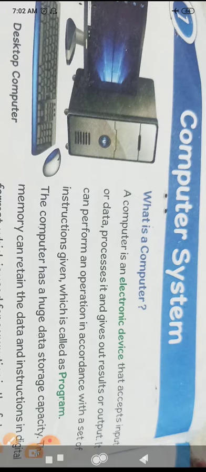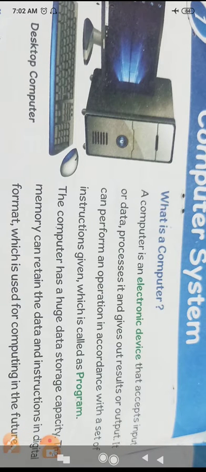Now here see, next thing, it can perform an operation in accordance with a set of instructions given, which is called a program. Whatever instructions you give to the computer, it is known as a program. Now what instructions do you give to the computer? Now see, first I will tell you the example of input data, process it and gives out the results.